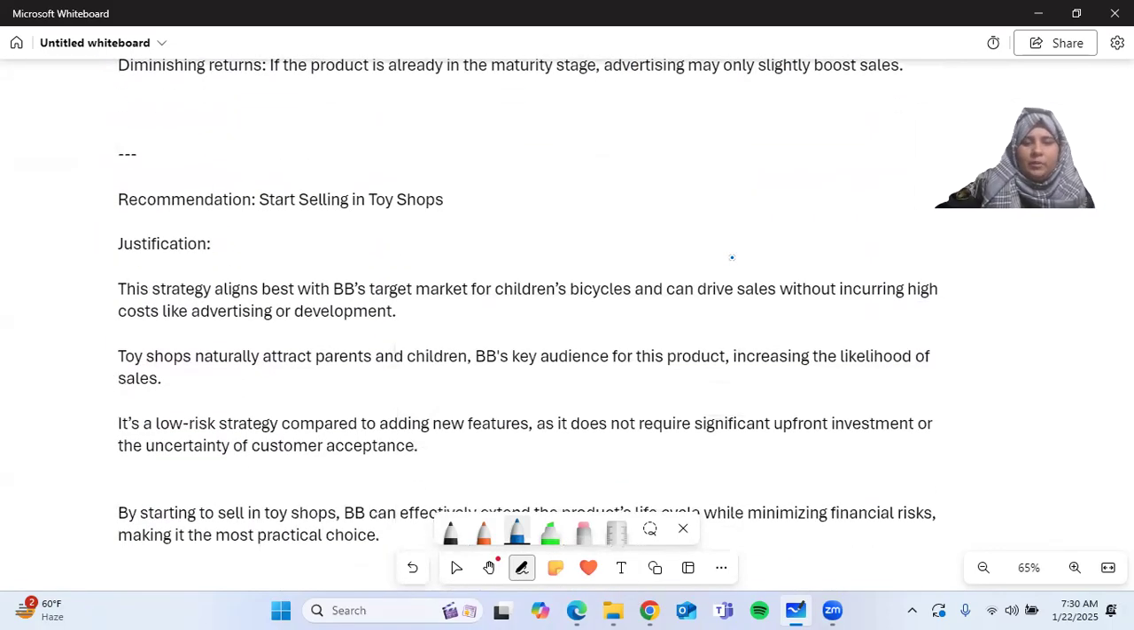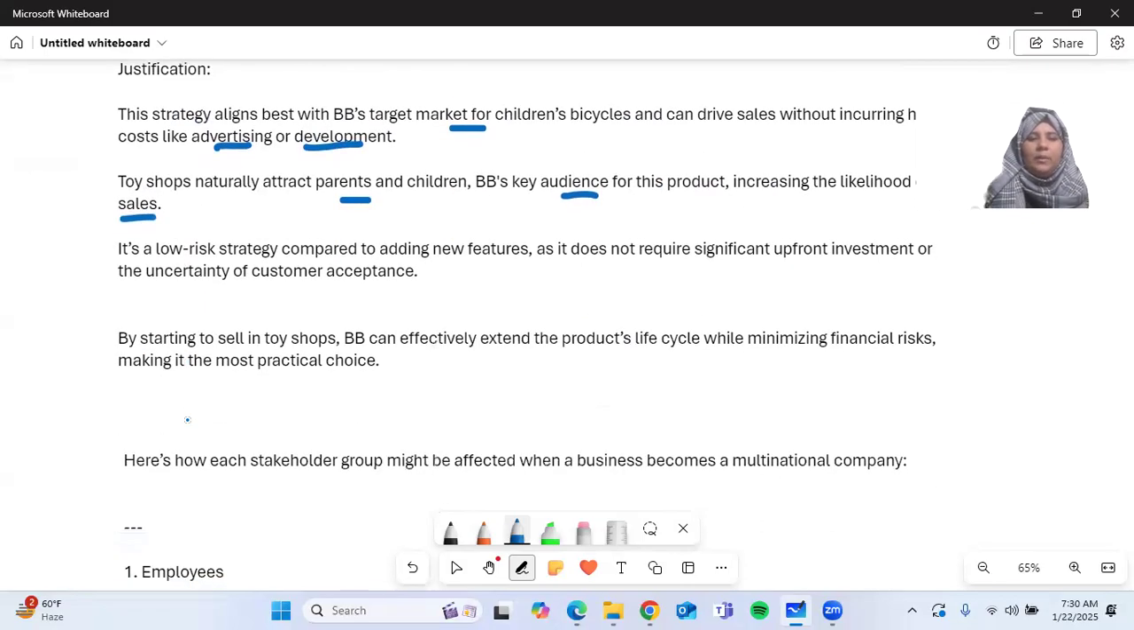Now, what is my recommendation? My recommendation is to start selling in toy shops. Now I'm going to justify it. This strategy aligns best with BB's target market for children's bicycles, and can drive sales without incurring high costs like advertising or development. Toy shops naturally attract parents and children, BB's key audience for this product, increasing the likelihood of sales. And it's a low risk strategy compared to adding new features. It does not require significant upfront investment or the uncertainty of customer acceptance. By starting to sell in toy shops, BB can effectively extend the product life cycle while minimizing the financial risk, making it the most practical choice.